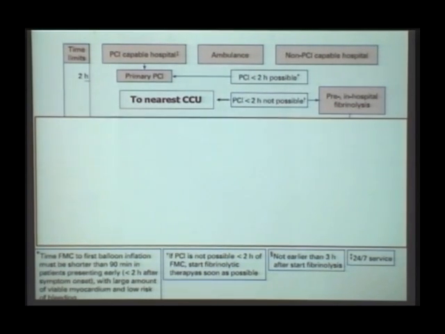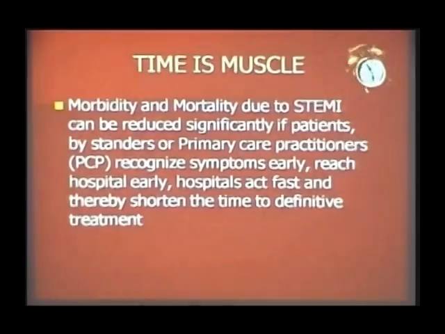So if PCI in less than 2 hours is not possible, thrombolyze yourself or refer the patient to the nearest CCU where the patient gets thrombolytic therapy. So this is the concept of ST elevation referrals: what to give, where to send. This is very important for early thrombolytic therapy, early reperfusion therapy.